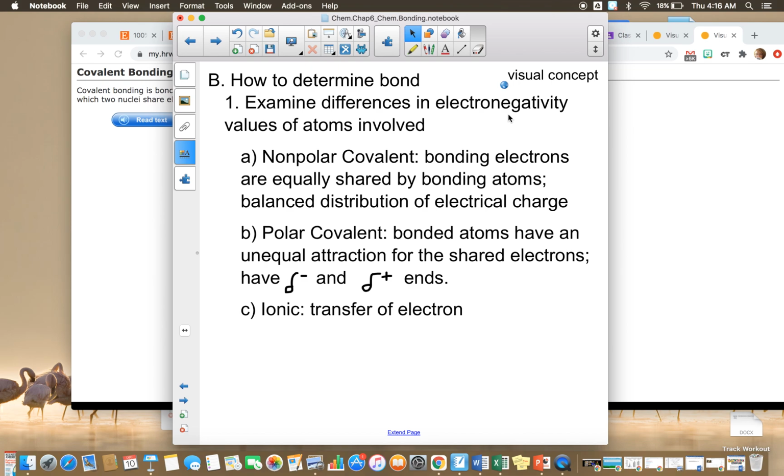In polar covalent bonds, the atoms are going to have an unequal attraction for their shared electrons, which means they're going to share them unequally. As a result, we're going to form a dipole, or a slightly negative end and a slightly positive end, because the electrons will hang out more with one atom, thus causing a slightly negative end, versus another atom, causing a slightly positive end. And then ionic, where the electron is actually just going to be transferred.